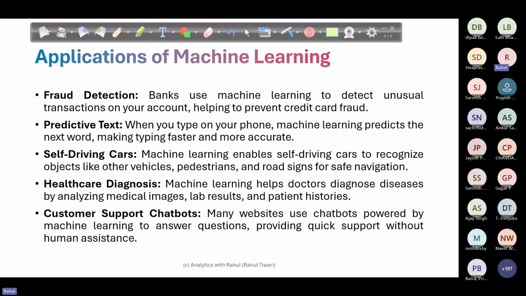Self-driving cars. Machine learning enables self-driving cars to recognize objects like other vehicles, pedestrians, and road signs for safe navigation. Healthcare diagnosis. Machine learning helps doctors diagnose diseases by analyzing medical images, lab results, and patient histories. Customer support chatbots. Many websites use chatbots powered by machine learning to answer questions, providing quick support without human assistance. So these are some of the use cases you can think of, and there are various different use cases which we can think of as well.